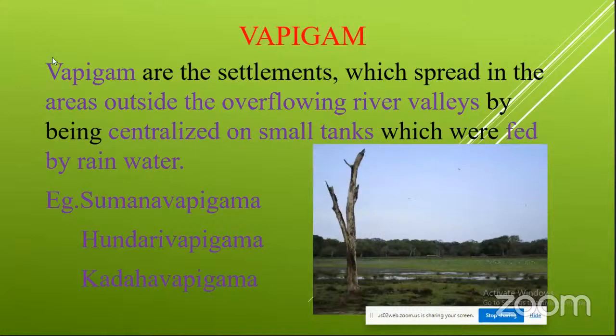So these settlements. Normally I told you that in every village there was a tank, a village tank. Such a village was known as a Vapigam. What's a Vapigam? Vapigams are the settlements which spread in the area outside overflowing river valleys by being centralized on a small tank. So when there's a village with a tank, we call it a Vapigam. For a Vapigama, we give a name: Sumana Vapigama, Hundari Vapigama, Kadaha Vapigama.